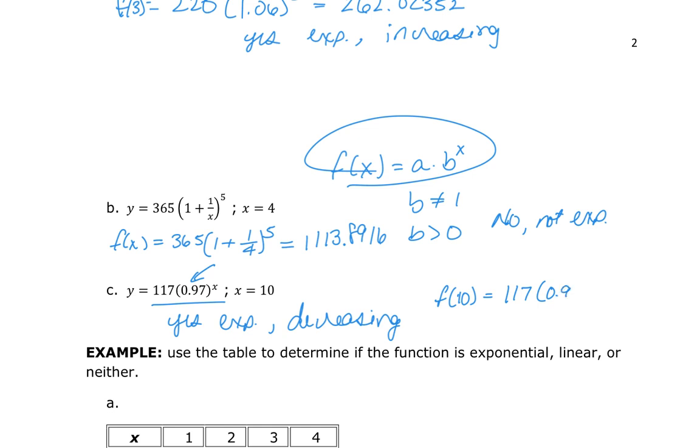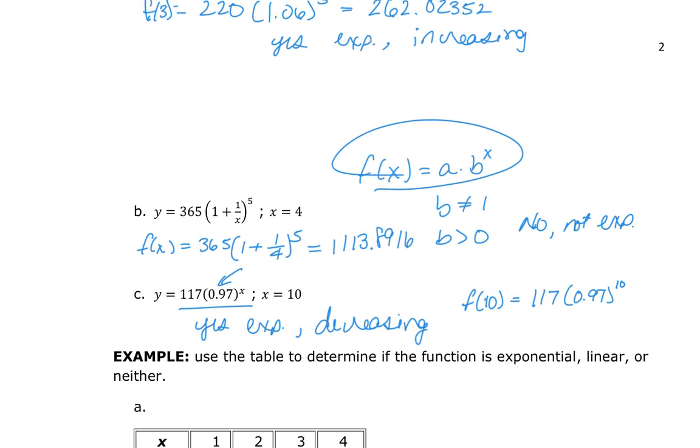117 times 0.97. And this is a check for myself. Since I know it's decreasing, I expect my answer to be less than 117 because that's my initial amount. So I'm going to put 117 in times 0.97. I'm going to raise it to a power of 10. And I get 86.9.